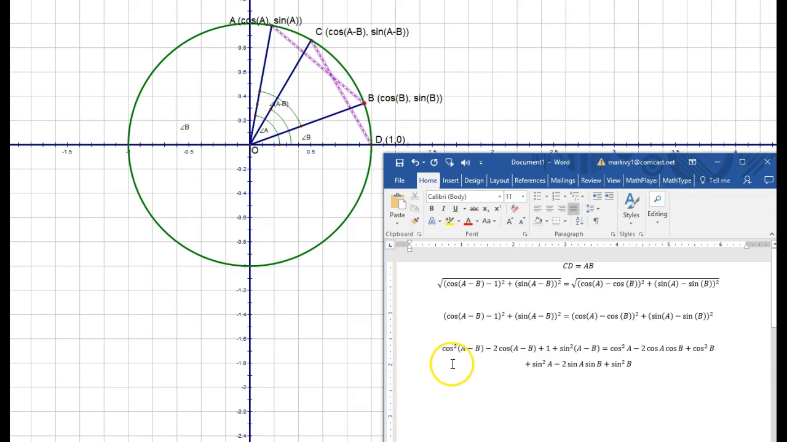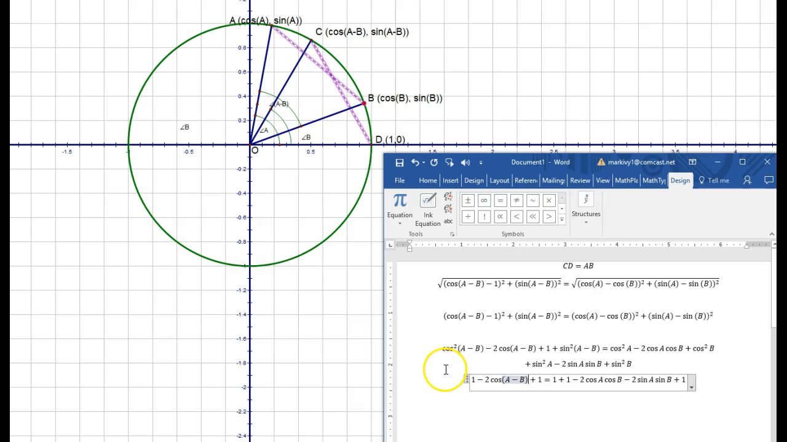On the left now I see cosine squared of A minus B and sine squared of A minus B. And when I add them together by the Pythagorean identity, I'm going to get 1. And on the right side, I see cosine squared of A, sine squared of A, cosine squared of B, and sine squared of B. And when I add those things together, I'm going to get 2. So let's simplify a little bit. See if we can clean it up.